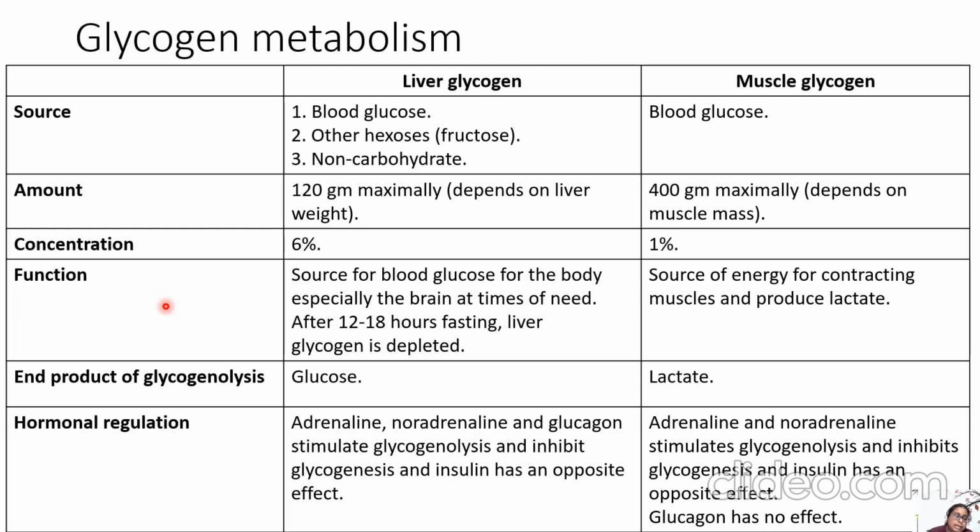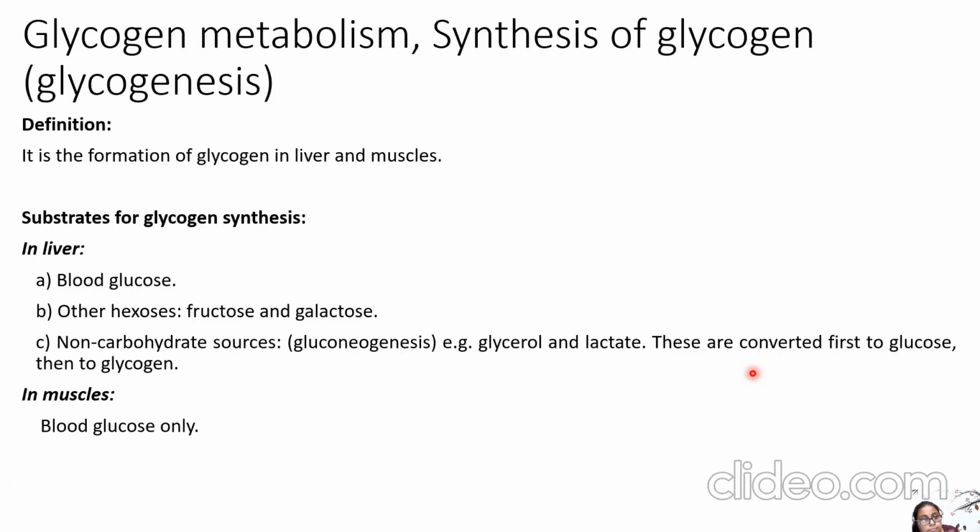Sorry. And lactate for muscle glycogen. If you talk about hormonal regulation, adrenaline, noradrenaline, and glucagon stimulate glycogenolysis and inhibit glycogenesis, and insulin has an opposite effect. Whereas in case of muscle glycogen, adrenaline and noradrenaline stimulate glycogenolysis and inhibit glycogenesis, and insulin has an opposite effect. So glucagon has no effect essentially.